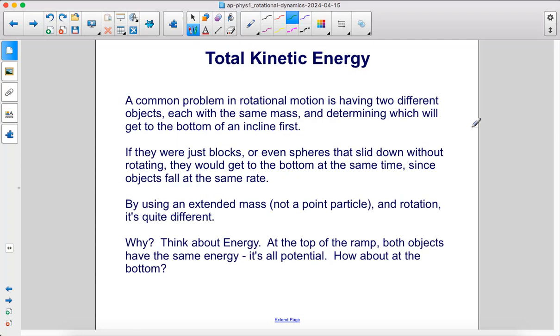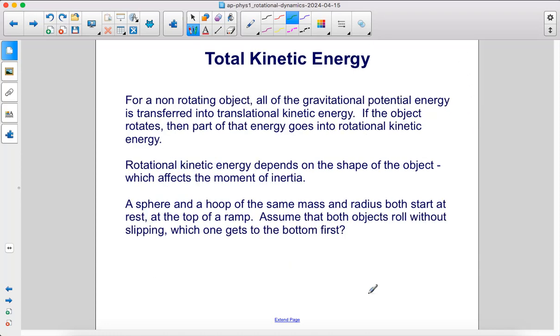A common problem in rotational motion is having 2 different objects, each with the same mass, and determining which will get to the bottom of an incline first. If they were just blocks or even spheres that slid down without rotating, they would get to the bottom at the same time, since objects fall at the same rate. By using an extended mass, not a point particle, and rotation, it's quite different. Why? Think about energy. At the top of the ramp, both objects have the same potential energy. How about at the bottom?